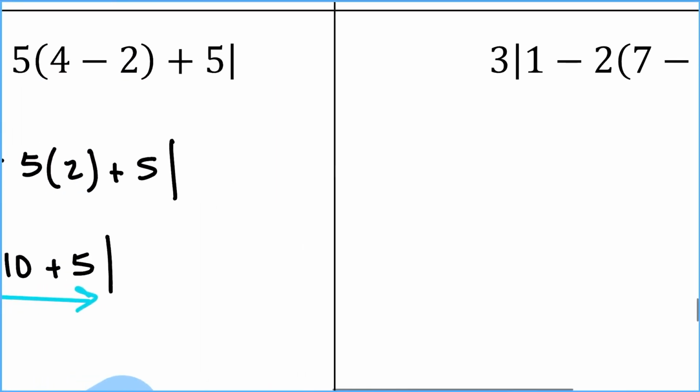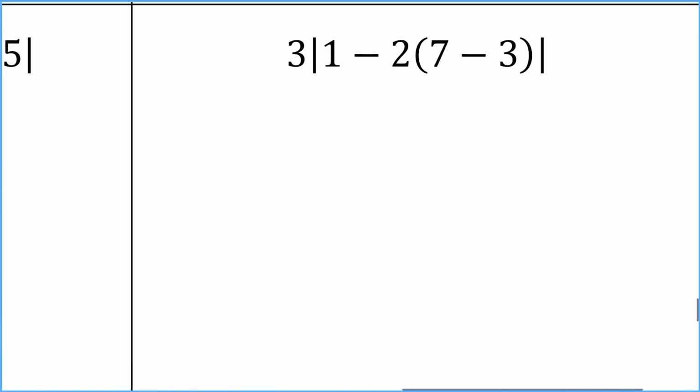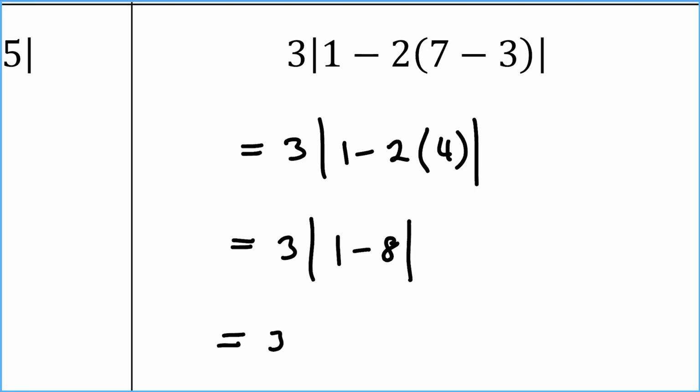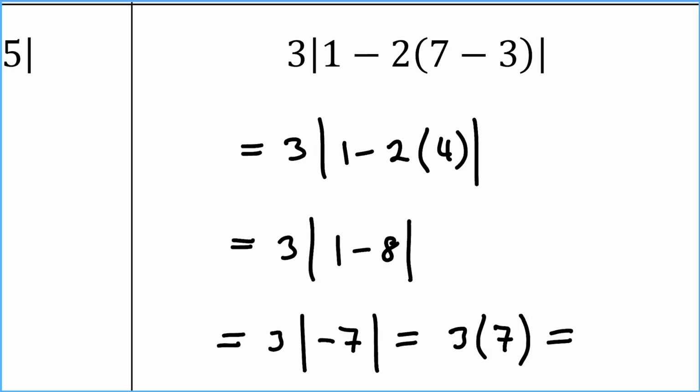What's the difference here? Yeah, I see the difference. Okay, good. Let's start with that subtraction first. 7 minus 3 is 4. Next, on to multiplication. 2 times 4 is 8. 1 minus 8 is negative 7. The absolute value of negative 7 is positive 7. Multiplied by 3 is 21. The answer there is 21.